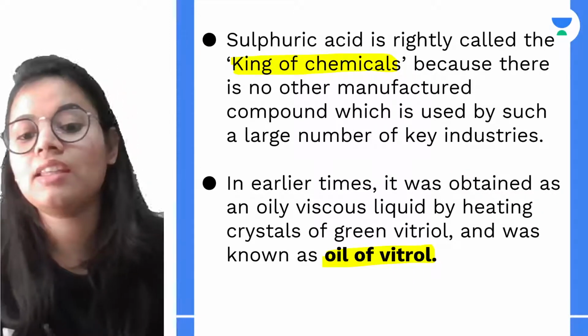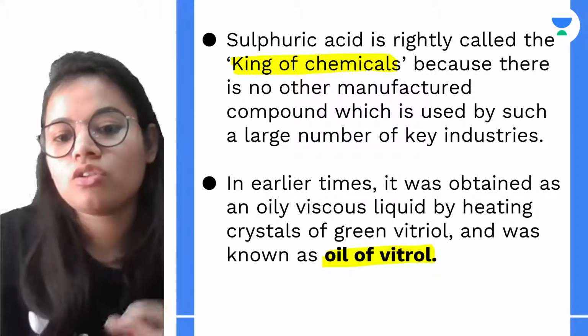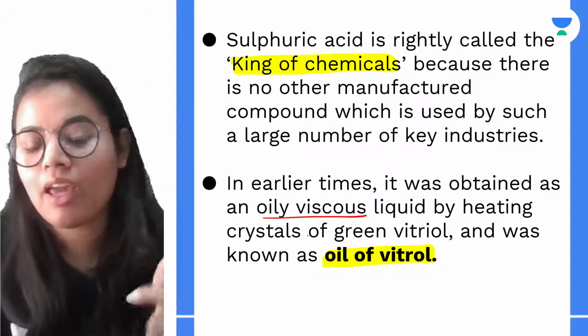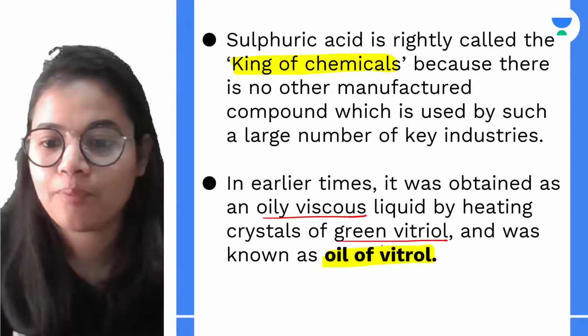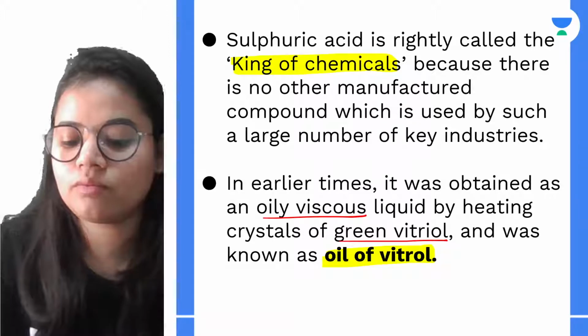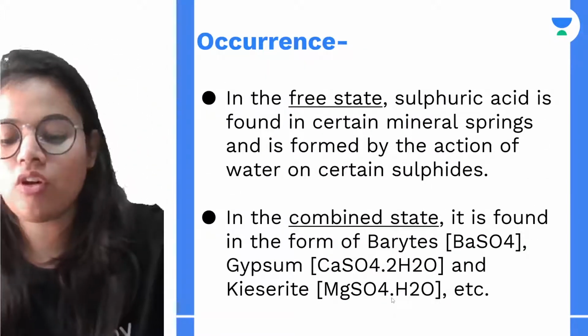Next is, in the earlier times, how did we get the sulfuric acid? So it was obtained as oily viscous liquid, and it was obtained by heating the crystals of green vitriol. Therefore it was known as oil of vitriol. All right. Talking about the occurrence.